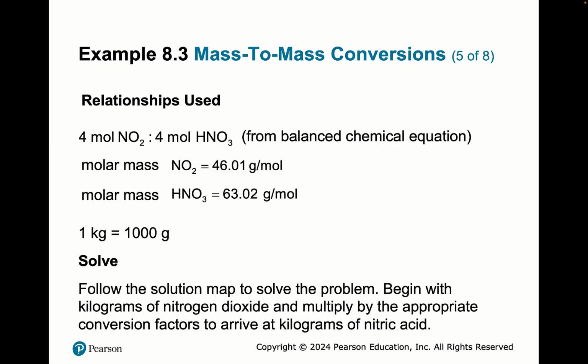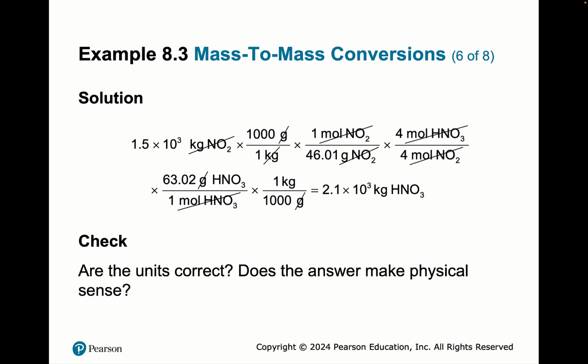So with the relationships here, at least it's a 1-to-1 molar ratio, but it makes sense because nitrogen is the only species in both. And there's the mass of NO2 and the mass of nitric acid. Let's go ahead and do this. We start off with the mass of NO2, convert to grams, then convert to moles of NO2. Now we go between moles of nitric acid and moles of nitrogen dioxide.